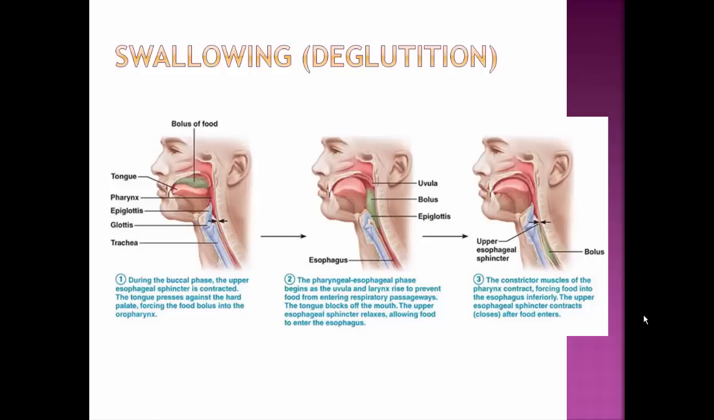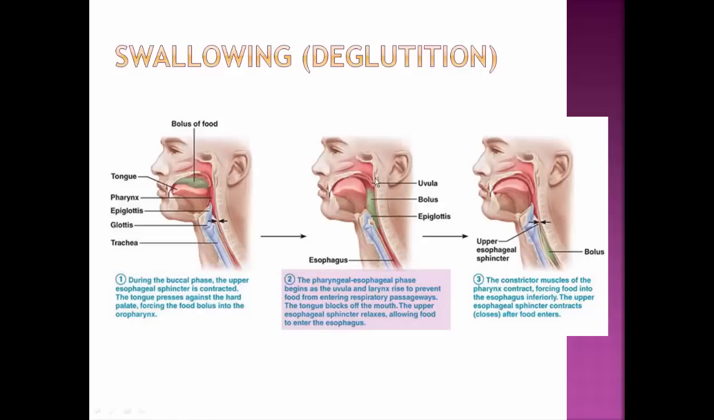So swallowing, or the fancy way of saying it, deglutition, consists of three parts. First is going to be the buccal phase. So buccal referring to the mouth. So here, if you've chewed your food up, that bolus of food is going to be pushed more towards the back of the throat by the tongue. So you can see the tongue presses up against the hard palate, and it forces that food back to the oropharynx. The next phase is going to be the pharyngeal esophageal phase.